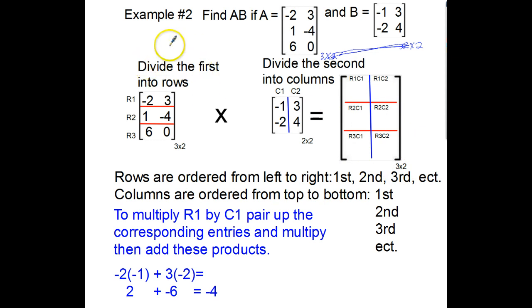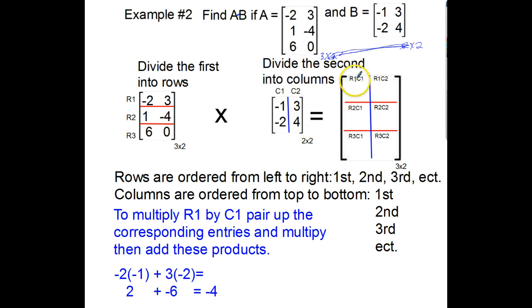The first thing we're going to do to proceed with this problem is to take the first matrix in this product. A is on the left, so we call A the first one. We divide A up into rows. We do this every time with matrix multiplication. The one on the left is divided into rows, and the one on the right is divided into columns. Row 1 has elements -2 and 3. Row 2 has elements 1 and -4. Row 3 has elements 6, 0. In the second one, column 1 has the elements -1 and -2. Column 2 is 3 and 4.